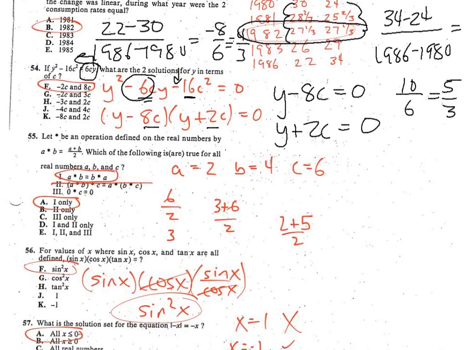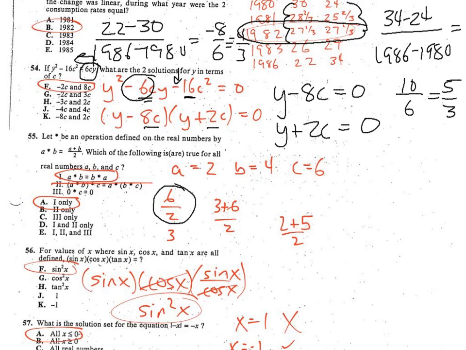Problem 55, I'm simply taking values and substituting them in for A, B, and C. In this case, I just called A 2, B 4, and C 6. I then take those values. So for example, part 1 says A star B. So I put 2 and 4 in there and get 6 over 2, which is 3.